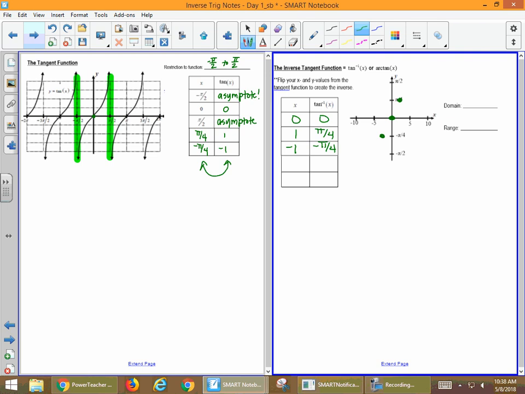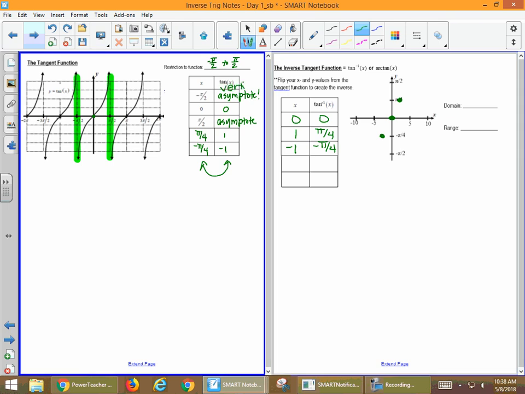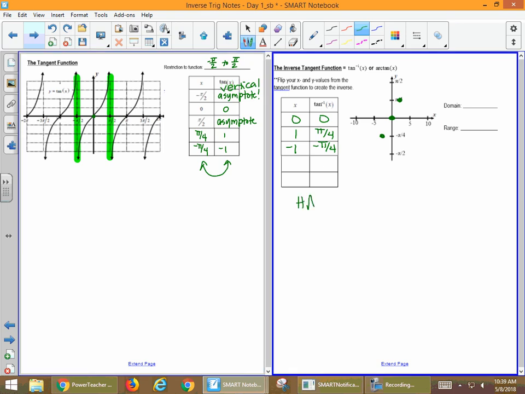The nice thing that happens when you have asymptotes, if you had asymptotes that were vertical, these are vertical, they become horizontal. So now we're going to have horizontal asymptotes at negative pi over 2 and pi over 2. So I'm not even going to put those in my table. I'm just going to make a note. Horizontal asymptotes, they're going to be at y equals pi over 2 and y equals negative pi over 2.